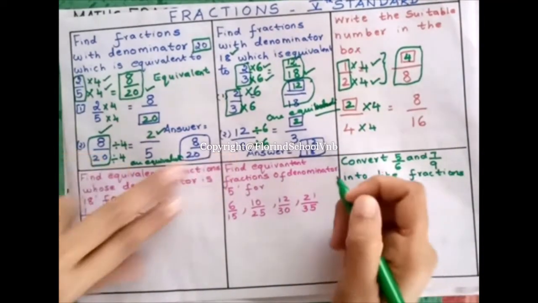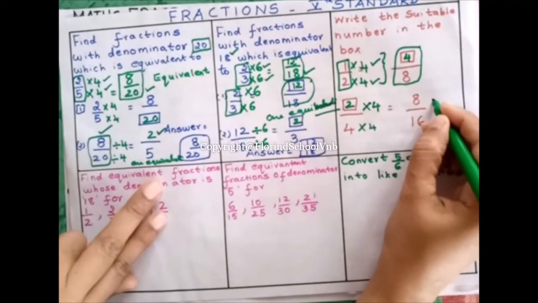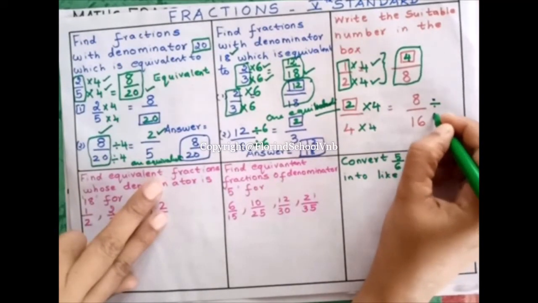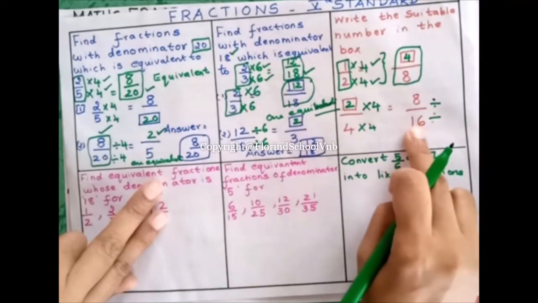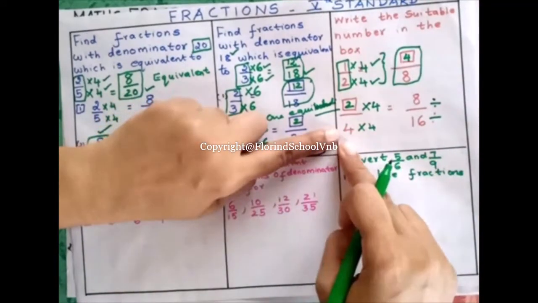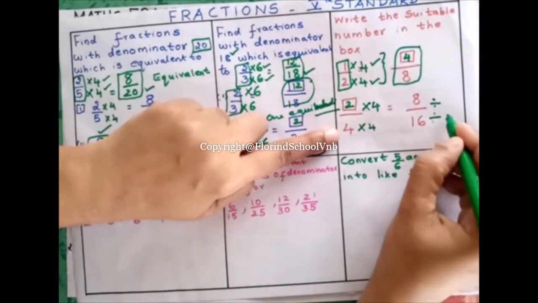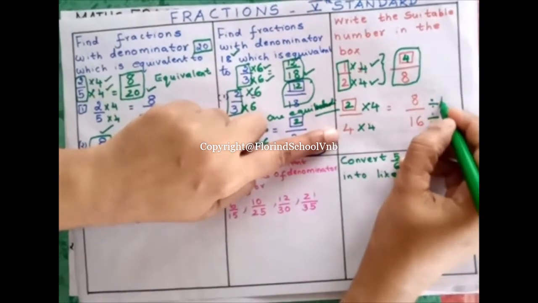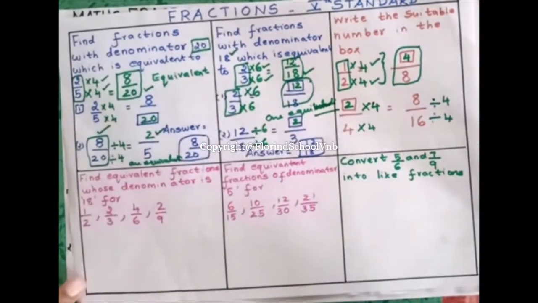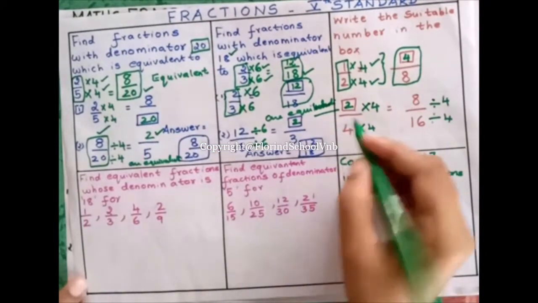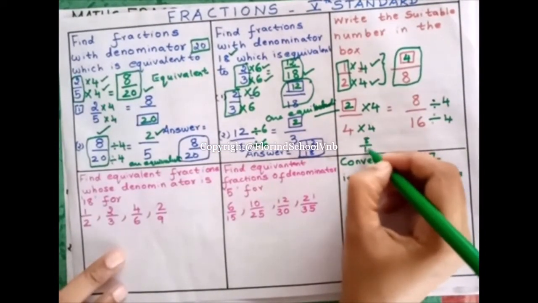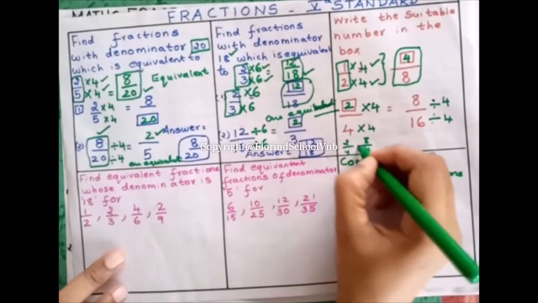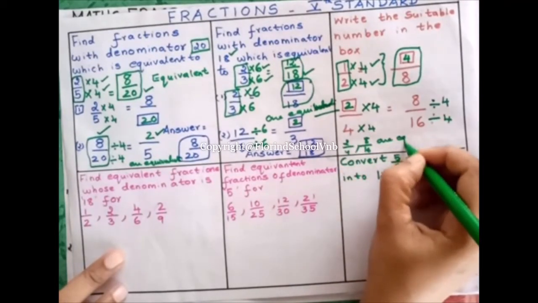Okay. In another way you can divide also and find out. You have to get 4. So if you divide 16 by 4, you get 4. In the same way, divide 8 by 4, you get 2. Okay, so 8 by 16 and 2 by 4 are equivalent.